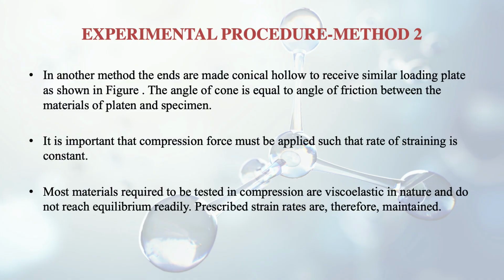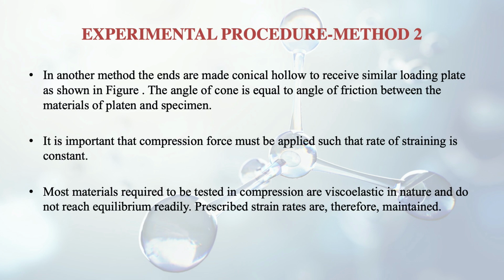Most materials required to be tested in compression are viscoelastic in nature. Viscoelastic means that they have both properties, that is, viscous and elastic. Viscous means they have a fluid type of property, they are slow in reaction, and elasticity means that whenever they are deformed, they come back to their original position. So these viscoelastic materials do not reach equilibrium readily. Like I told you, they are slow in responding, and so prescribed strain rates are therefore maintained.